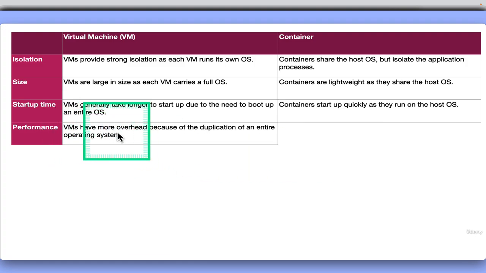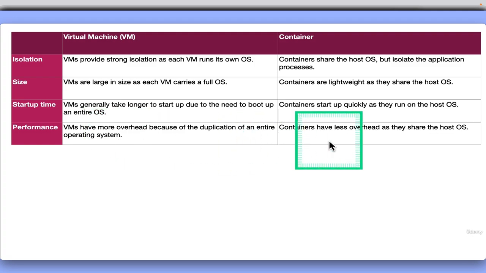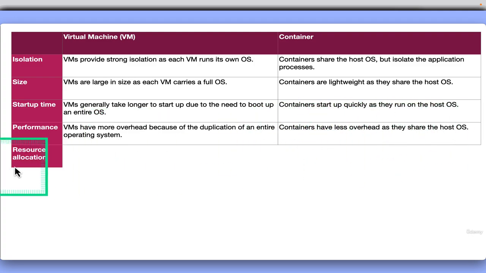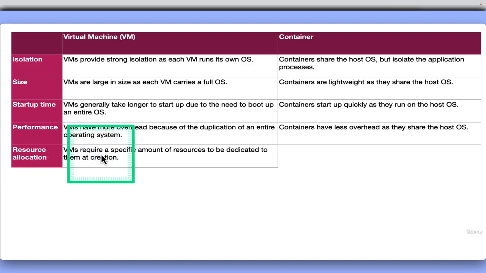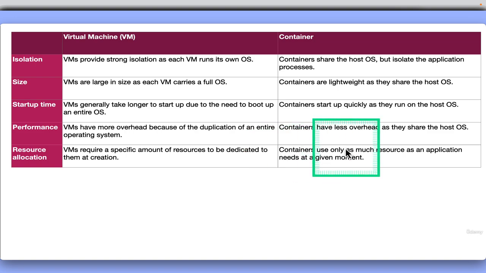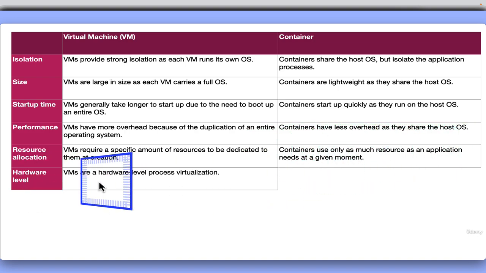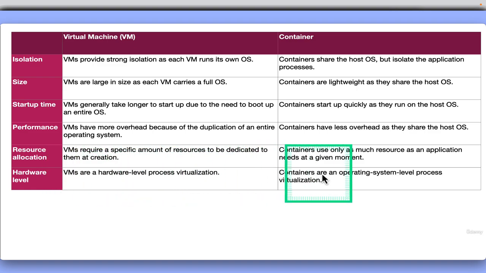Performance: VMs have more overhead because of the duplication of an entire operating system. Containers have less overhead as they share the host OS. Resource allocation: VMs require a specific amount of resources to be dedicated to them at creation. Containers use only as much resource as an application needs at a given moment. Hardware level: VMs are hardware level process virtualization. Containers are operating system level process virtualization. So this is hardware level process virtualization, and this is OS level process virtualization.